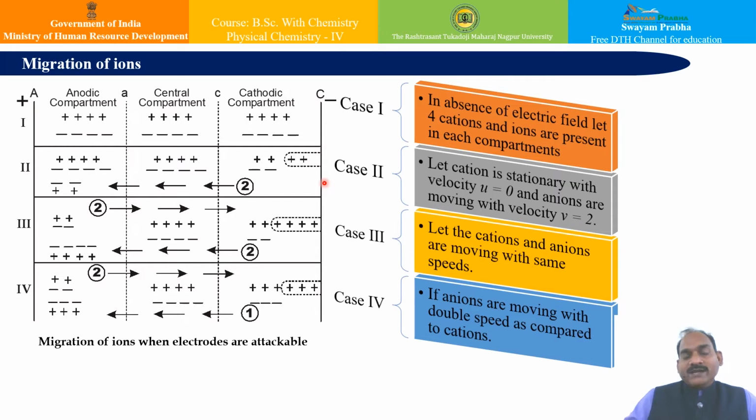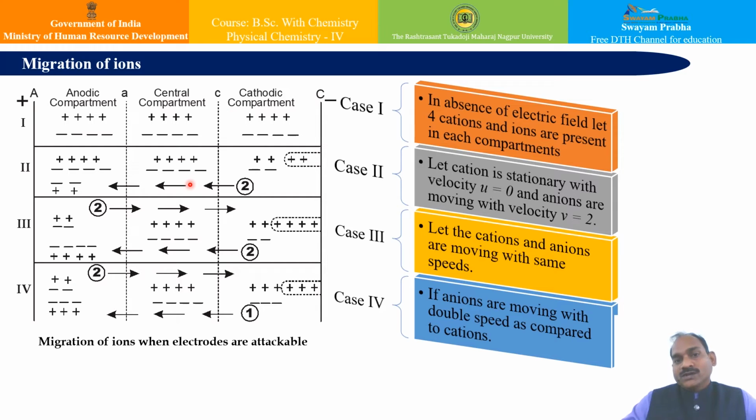Okay, so accordingly, as we have seen previously, there are 4 cases. Case 1 is wherein no electric field is applied. 4 cations and 4 anions are present everywhere, in the anodic compartment, in the cathodic compartment, and in the central compartment. And since no electric current is flowing, nothing is happening in case 1.